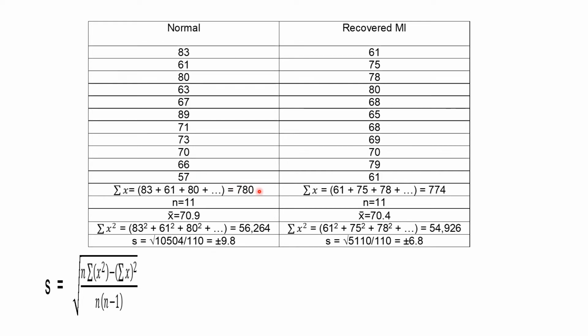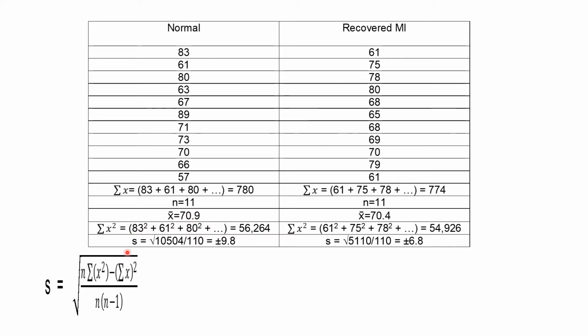Then what am I going to do with that 780? I would take that number, the 780, and divide it by the total number of data points that I have. I have 11 data points. So 780 divided by 11 would give you the mean. To calculate the mean, you add up all of your data points and then you divide by how many data points you have. In this case, 780 divided by 11 should give you 70.9 as the mean.